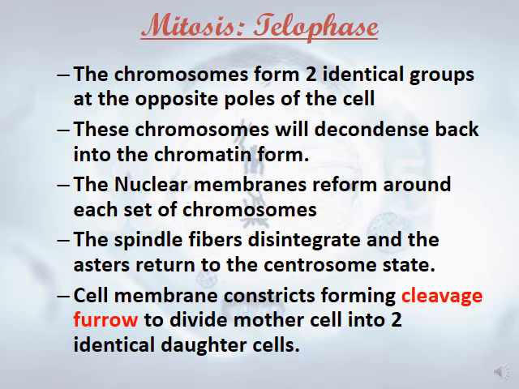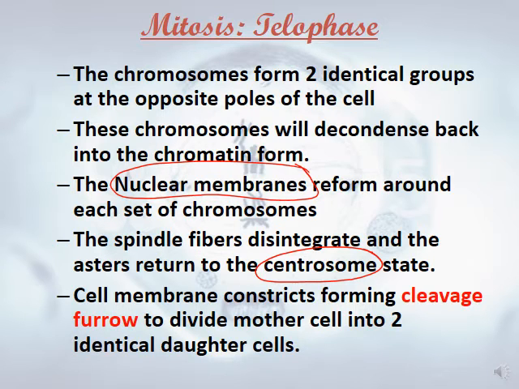So the events of telophase: the chromosomes form two identical groups at the opposite poles of the cell. These chromosomes decondense back into the chromatin form. The nuclear membranes reform around each set. The spindle fibers disintegrate, and the asters return to the centrosome state. The cell membrane constricts, forming a cleavage furrow to divide the mother cell into two identical daughter cells. So here we talked about telophase.